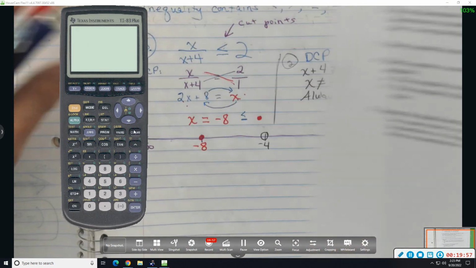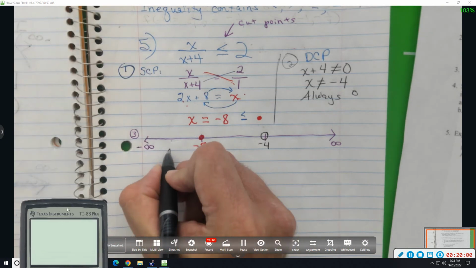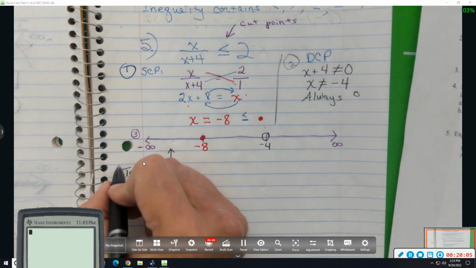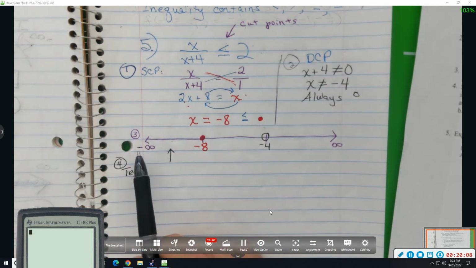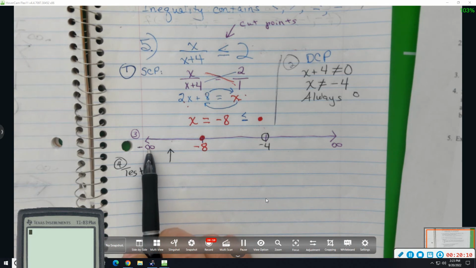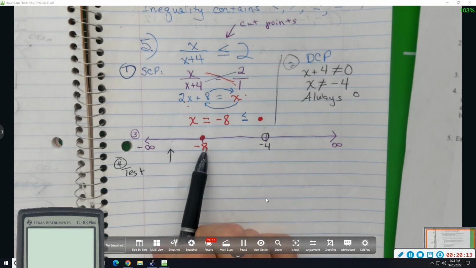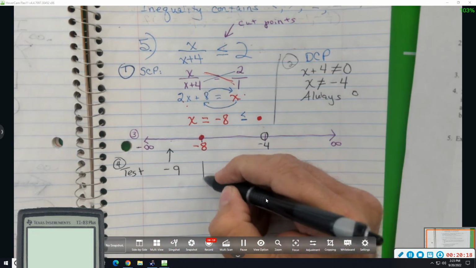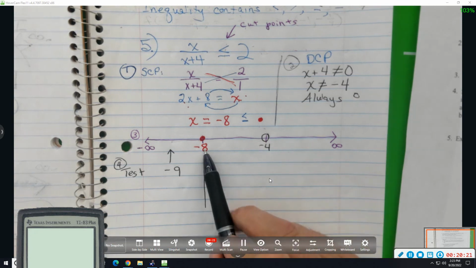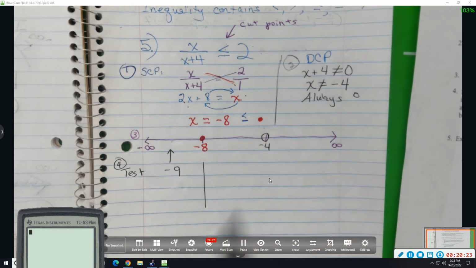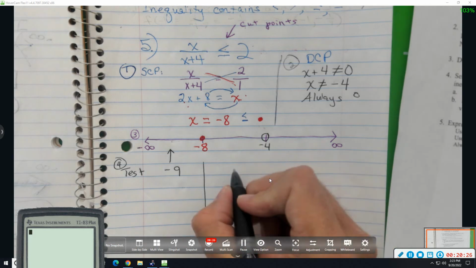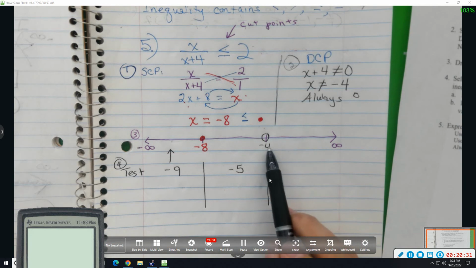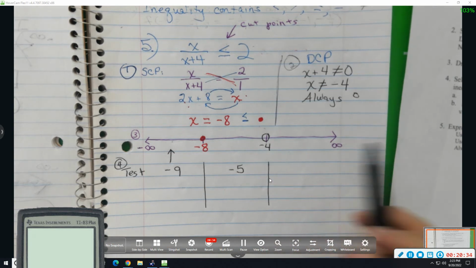So let's look at the number line. Test. This is step 4. Give me a number, any number you want, between negative infinity and negative 8. Negative 9, that's a good one. Now, what about a number between negative 8 and negative 4? Negative 5. Okay. And then a number between negative 4 and infinity.